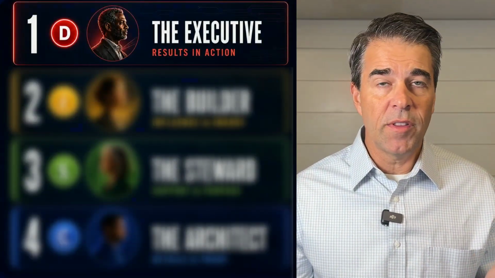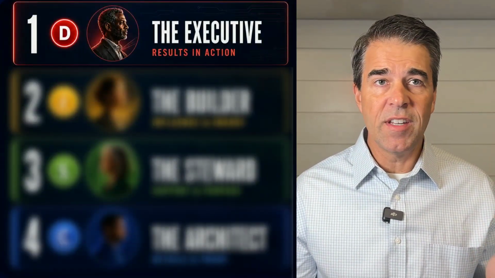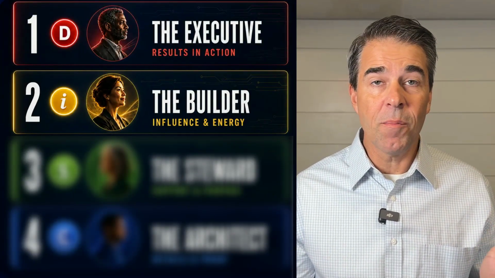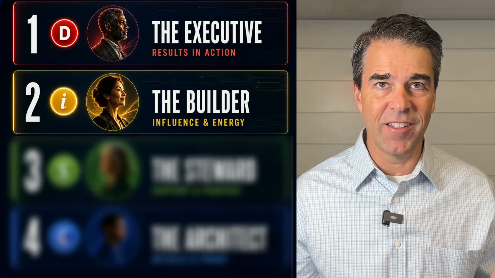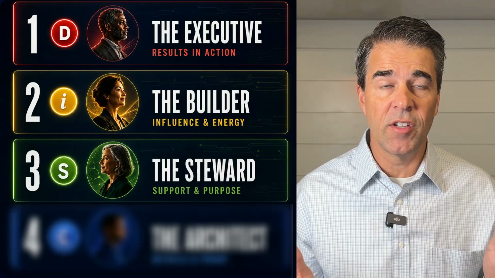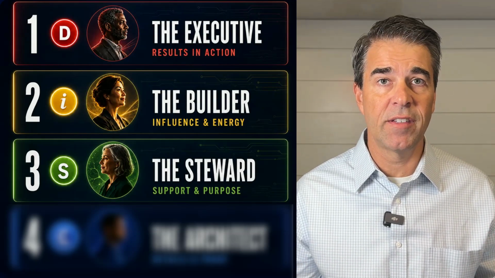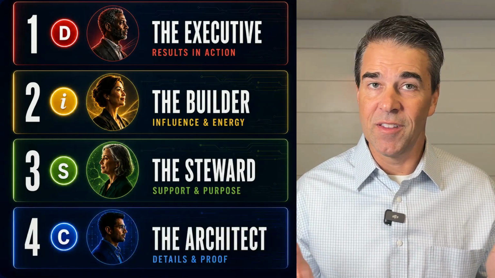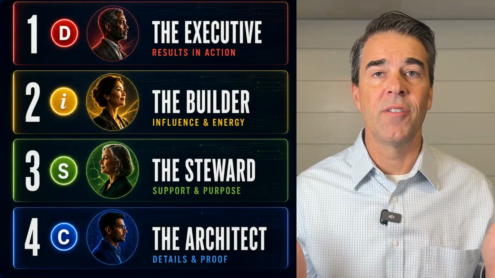The executive, they want the decision and the next move. They're the D in DISC. The builder, they want to make it with you. They're the I in the DISC. The steward is known for support. They want to know how it fits with the organization and the people that will carry it. They're the S in DISC. The architect, they want to see it in their language and they want to see the work. They're the C in DISC.